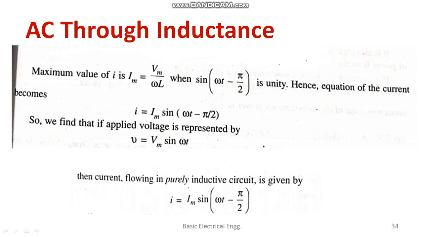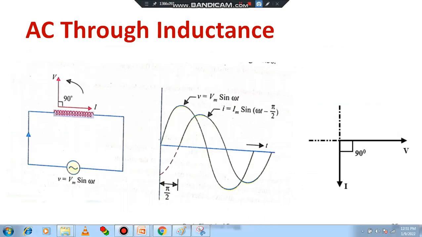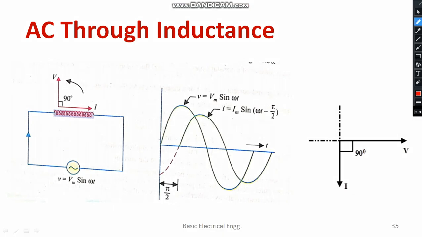I can be written as Im sin omega t minus pi by 2, where V is equal to Vm sin omega t. From this we come to know that for a pure inductive circuit, voltage is leading the current by an angle of 90 degrees, or current is lagging behind the voltage by 90 degrees. This diagram represents your voltage. Voltage is starting at 0 degrees, but what about current? It is not starting from 0. For a pure inductor, there is a phase difference between current and voltage of pi by 2 radian or 90 degrees.